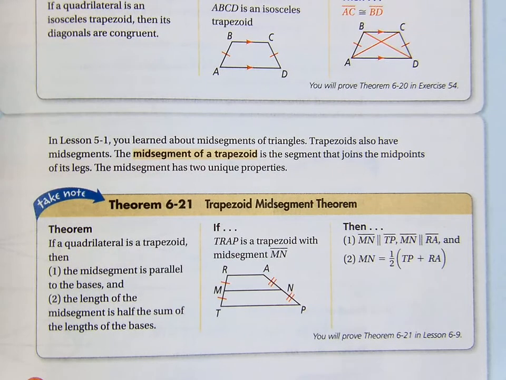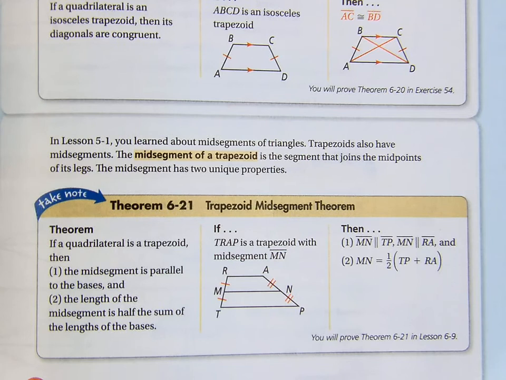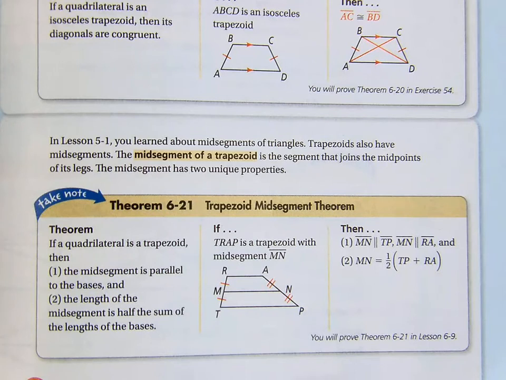In lesson 5-1, you learned about a midsegment of a triangle. We didn't do the midsegment of a triangle at that time because we moved past chapter 5. That was one thing we'd have to go back to do. But a midsegment of a trapezoid is similar to one of a triangle.